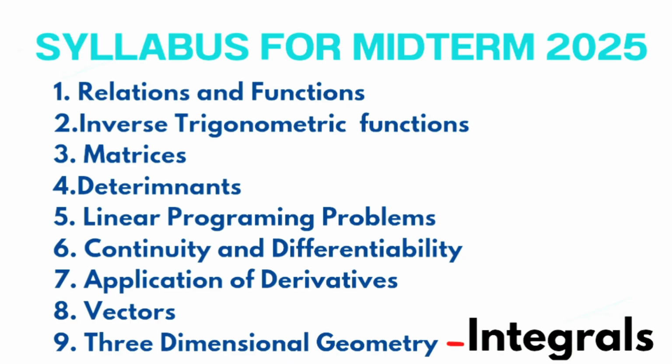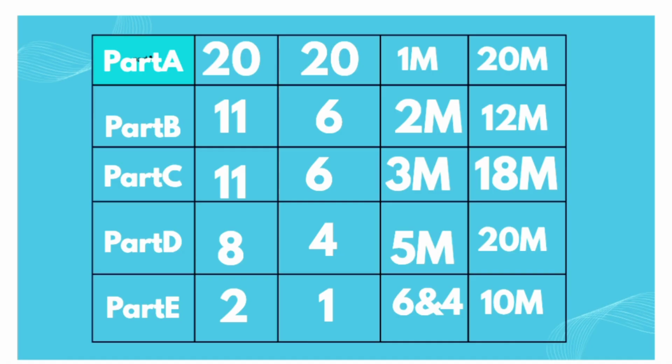You have already written the first test on those. The other remaining four chapters are extra for the midterm examination, and these are very easy and scoring chapters. Relations and functions, matrices and determinants are the easiest, scoring chapters. So, coming to your blueprint.